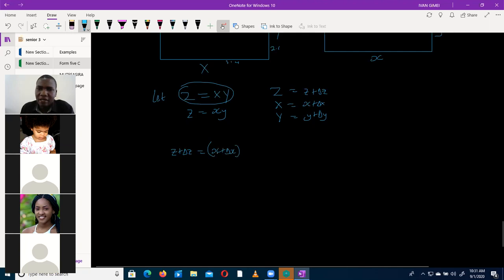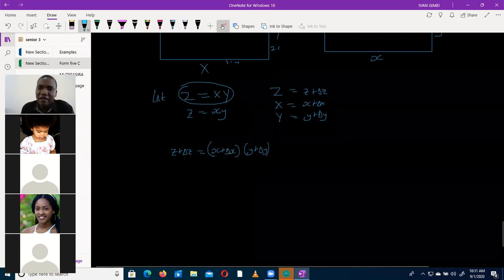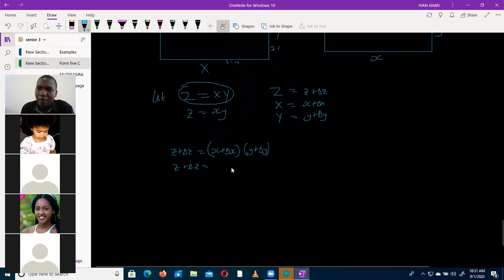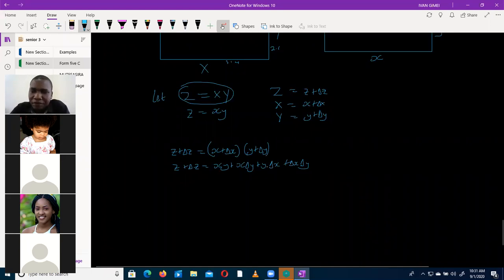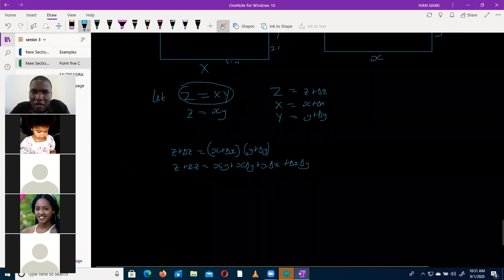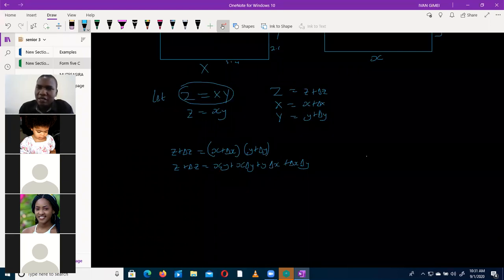in brackets. This bracket stands for capital X. Then also y plus error made in y, like that. Then from here, I go ahead and expand these two brackets. I'll end up with z plus error in z equals xy plus x times error in y plus y times error in x plus error in x times error in y. Now at this point, I also bring in another important argument. Error in x and error in y: how do we get rid of them?